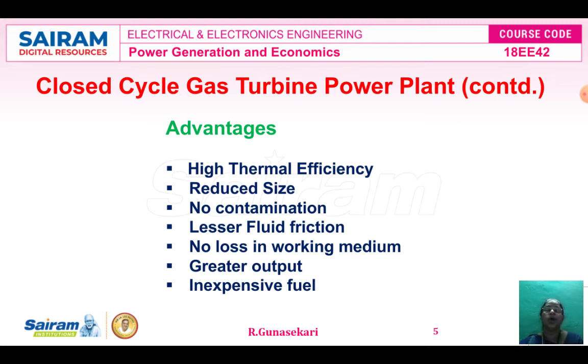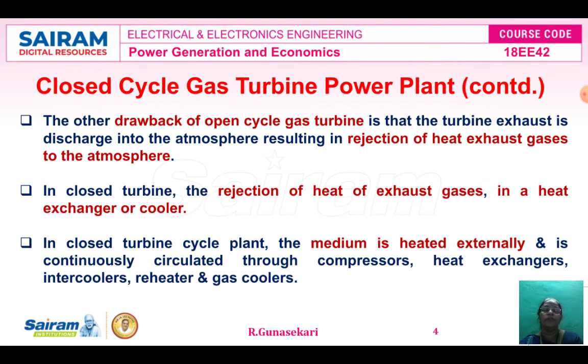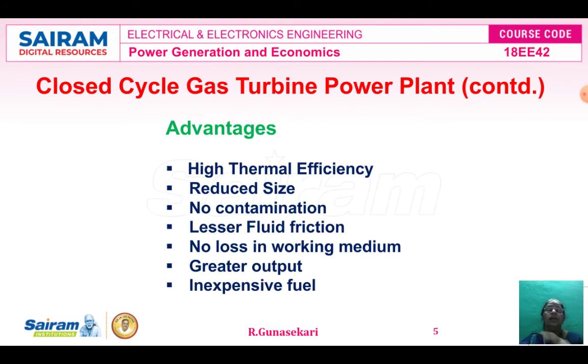Now, what are the advantages of the closed cycle gas turbine power plant? The first one is high thermal efficiency. Because here two heat exchangers are used, therefore the thermal efficiency is increased. Now you see the circuit diagram once again. You see here two heat exchangers are used, and then one compressor and then turbine. So therefore the thermal efficiency is increased in the closed cycle gas turbine power plant.